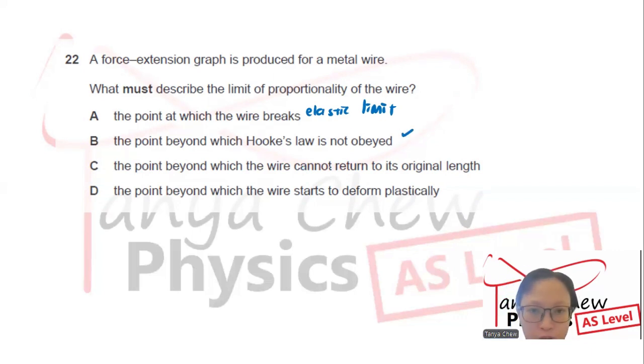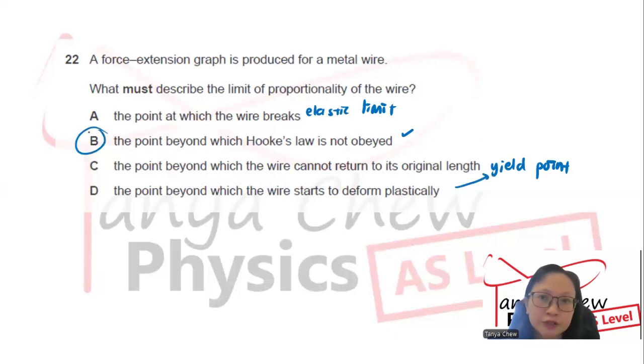C, the point beyond which wire cannot return to its original length. That is what we call yield point. D, the point beyond which wire starts to deform plastically. This is also yield point. Therefore, the answer is B.